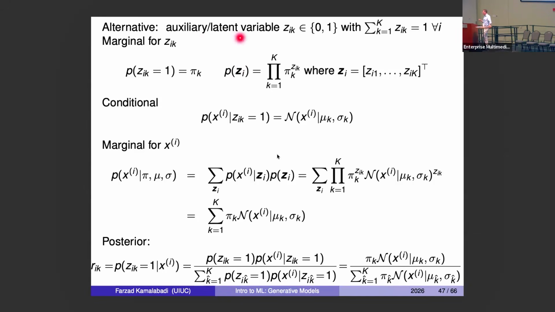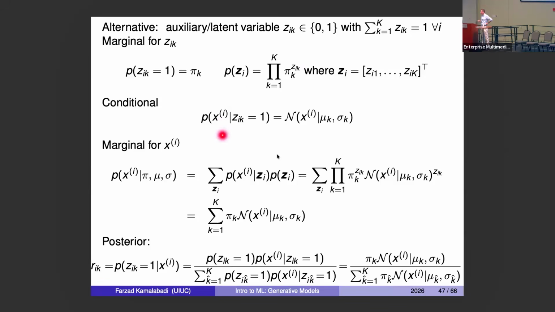In this case, this auxiliary or latent variable, z_ik, again, it's 0 or 1. It sums up to 1. And for the marginals for z_i, that means the probability of z_ik equal to 1 is equal to pi sub k. And you can write its distribution. It being 1 is pi sub k for that k. But the distribution is essentially the product of these geometric random variables, right? Remember, you just multiply them together with the power, where z_i, the vector, has these individual elements, each one of them. Okay, so you can write a conditional.